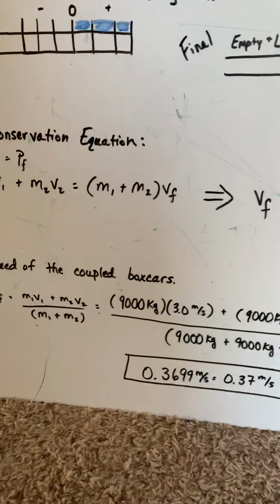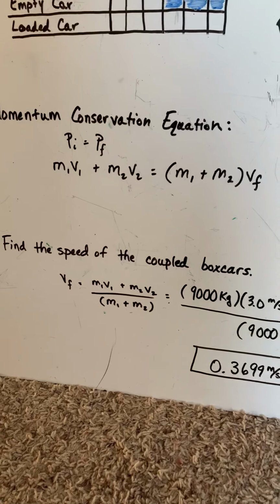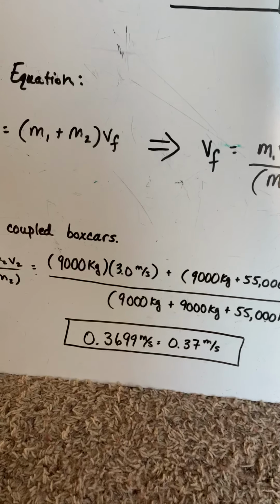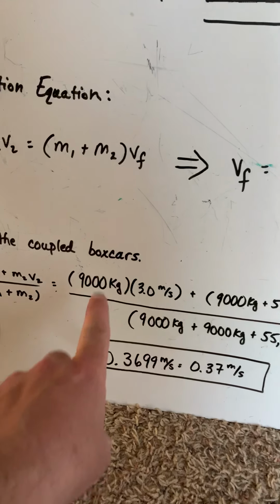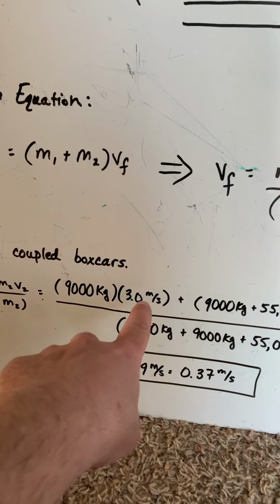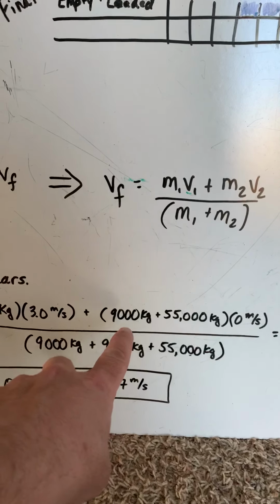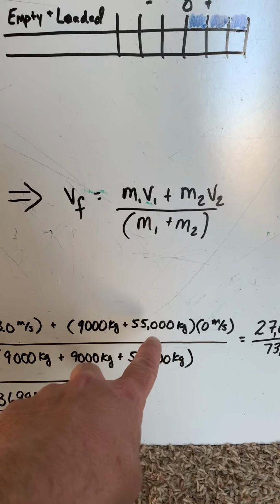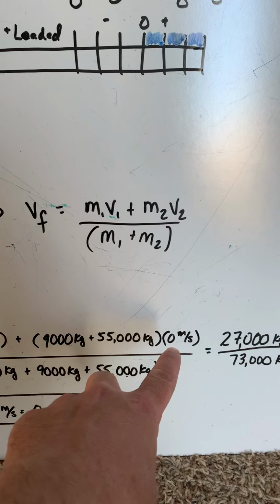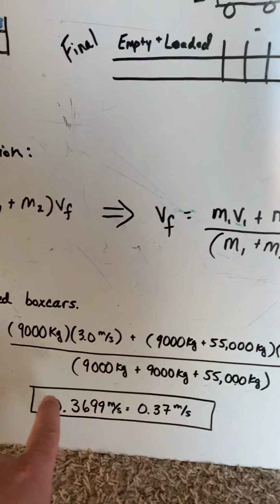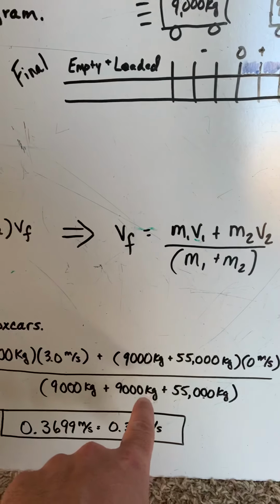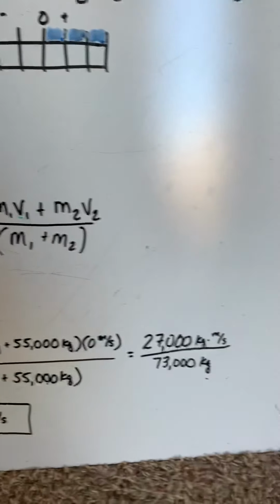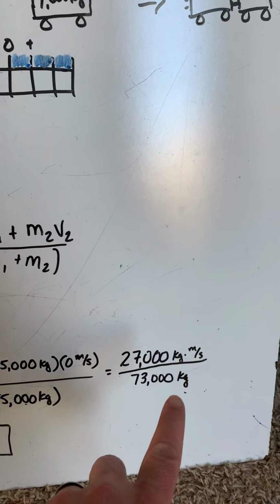Now, to find the speed of the coupled boxcars, again, I've got my formula. I plug in my values. So mass 1 was 9,000 moving at 3. Mass 2 was 9,000 plus the lumber moving at 0. And then at the end, the total mass are my 2 cars plus the lumber. So I'll get this value, okay?